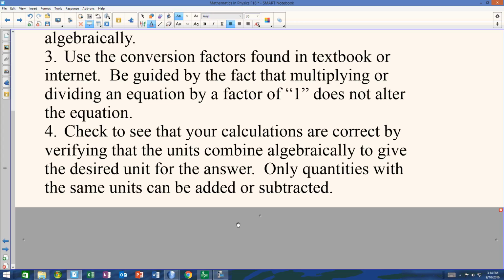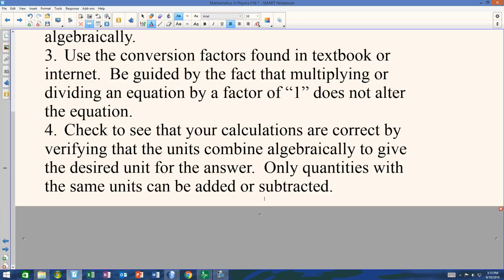Okay, we're going to check to see if our calculations are correct by looking at the units and making sure that the units are the correct units for our answer. So one of the things we're going to do is make sure that when we're doing our calculations we're actually getting the correct answer by using the units, and we call that dimensional analysis.